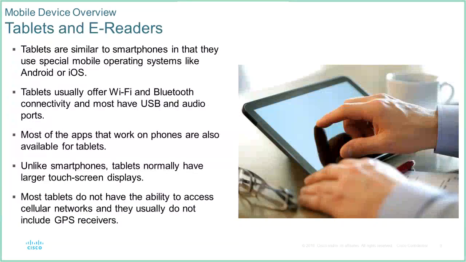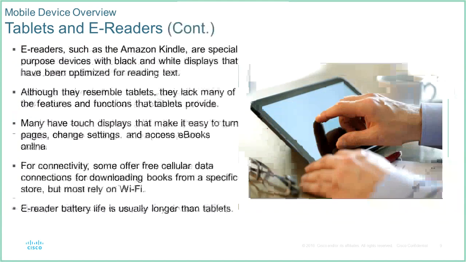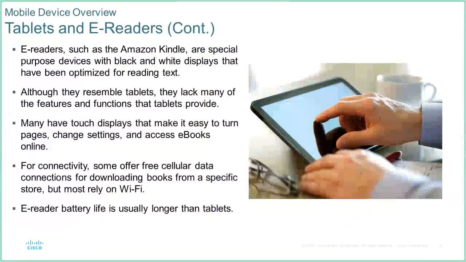My e-reader actually has a cellular service in it that connects, and I can download and sync with my Amazon account for all my books. Most tablets have touchscreens. This particular one doesn't. It has buttons and a little joystick for navigating. But a lot of the newer ones are all touchscreen devices, just like your phones.